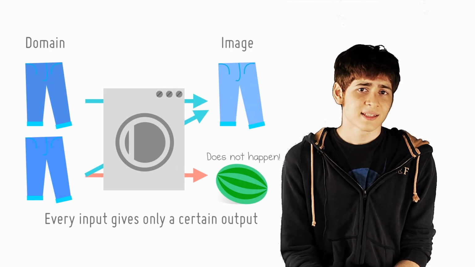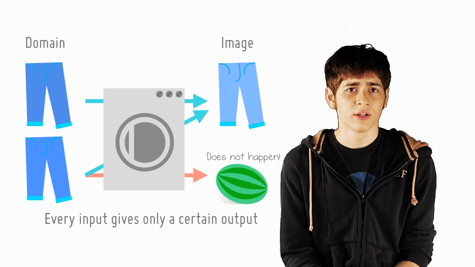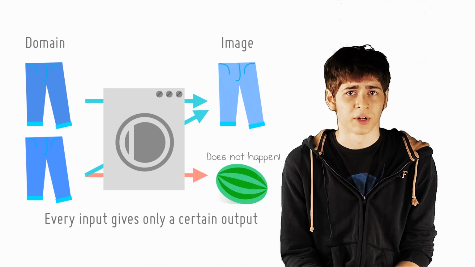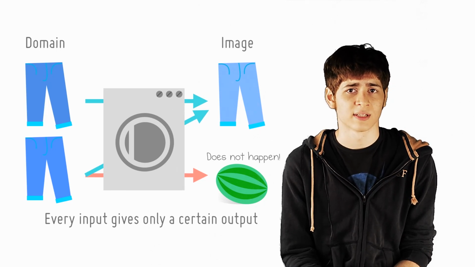Anyway, that's the second property of functions. There's a predetermined output for every input. The same input always gives you the same output. You can get the same output for different inputs, of course.